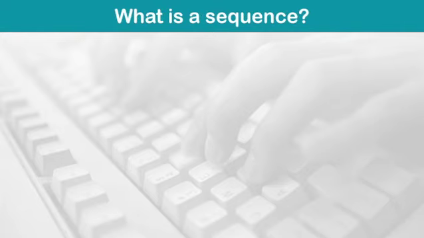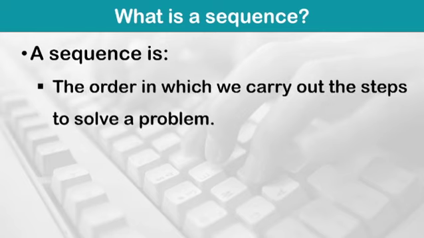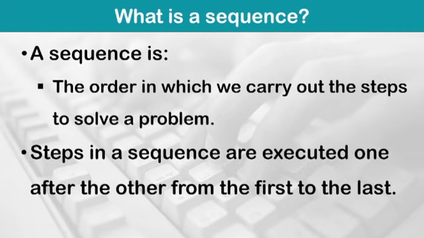What is a sequence? A sequence is the order in which we carry out the steps to solve a problem. Steps in a sequence are executed one after the other, from the first to the last.